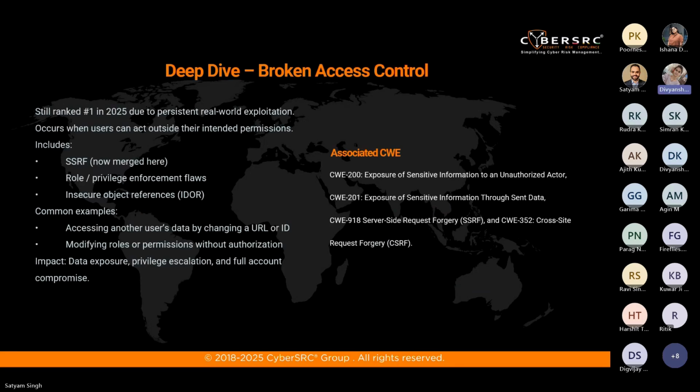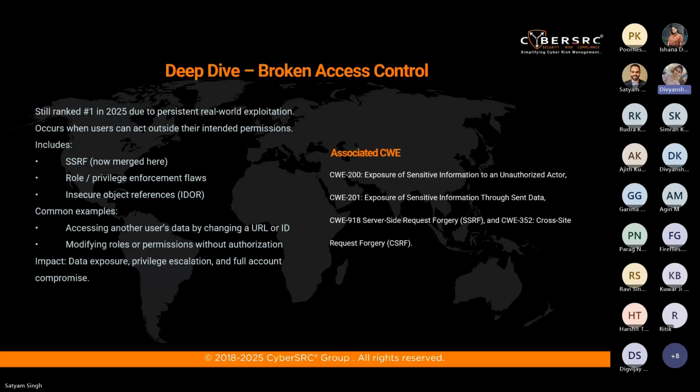That's one, broken access control. It is still at the top, holding position 1 in the 2025 OWASP top 10 list. Despite years of awareness, broken access control remains the most exploited category in real world attacks. This happens when a user is able to perform actions outside their intended permissions, essentially breaking the rules that define who should and shouldn't be allowed to do what.